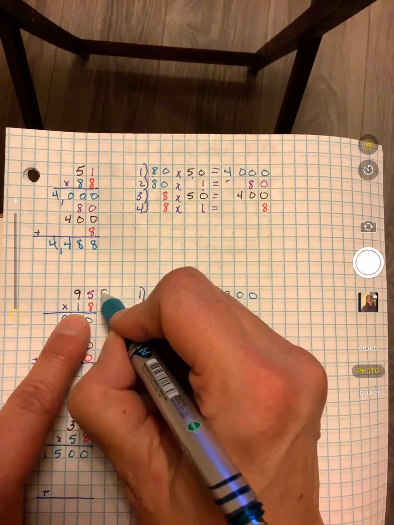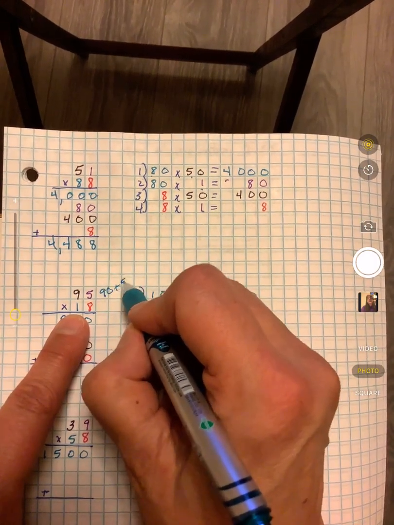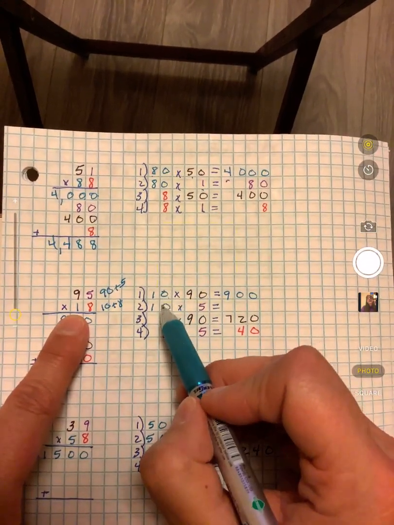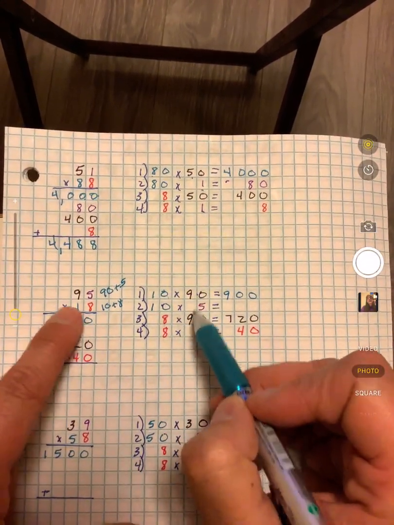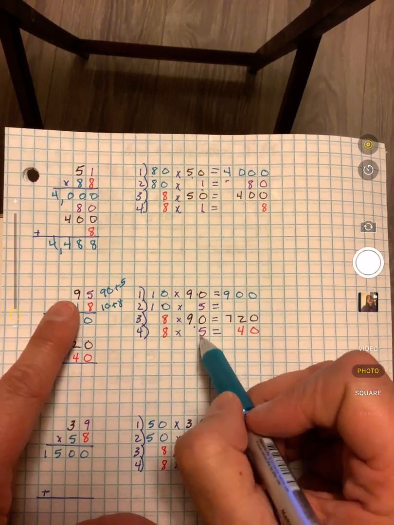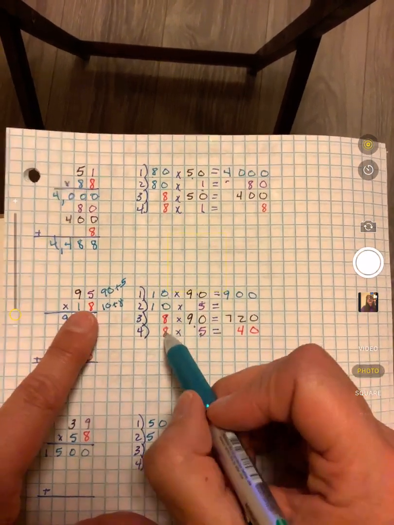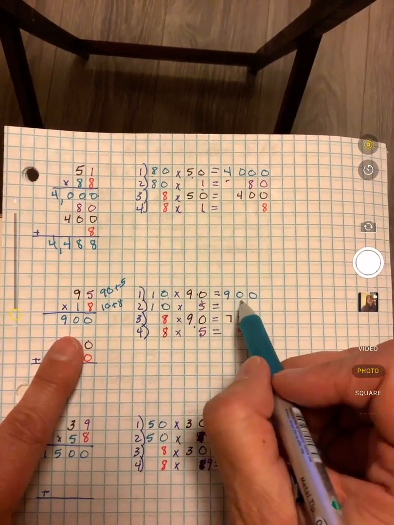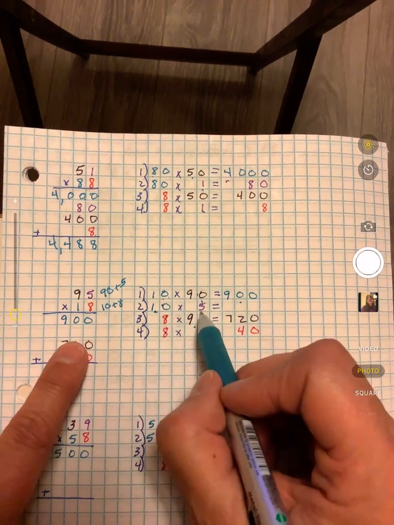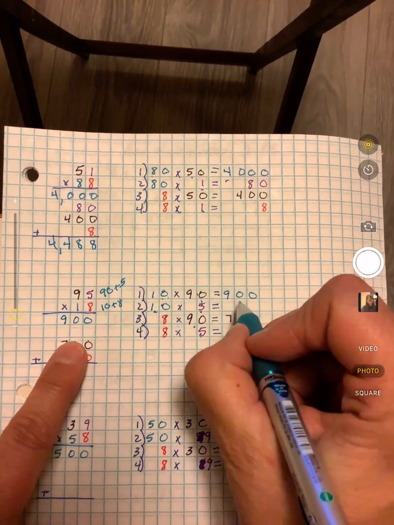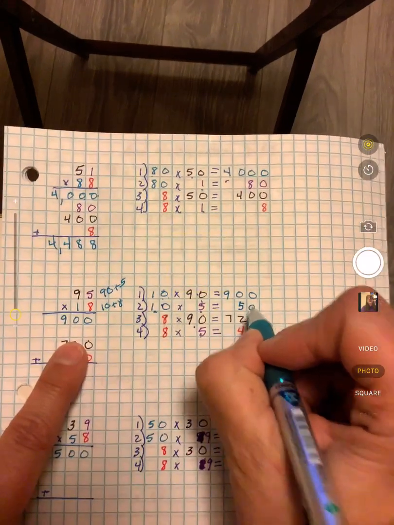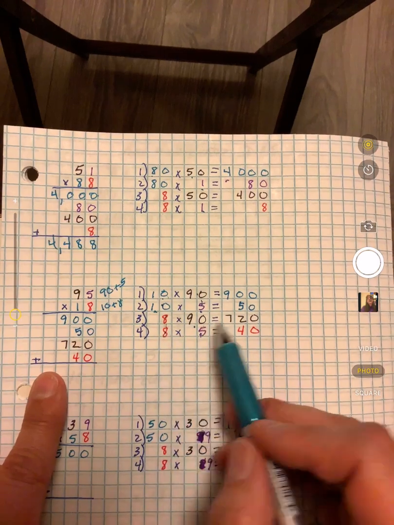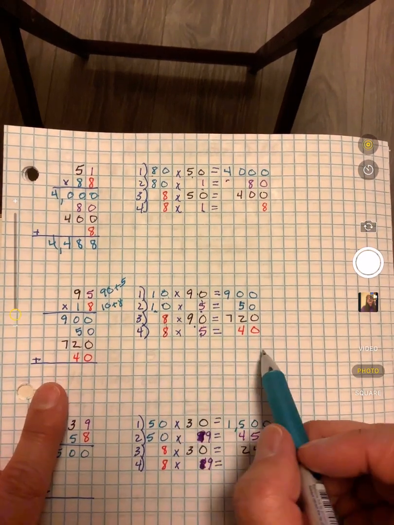Okay? All right, we break this up. This is 90 plus 5, 10 plus 8. So here's my 10s in that color. Here's my 90s in the black, my 5s in the purple, and my 8s in the orange. So they did 10 times 90 is 900. 10 times 5. You know what 5 tens are. That's 50. So we'll put 50 in here. And they already have 8 times 90 is 720, and 8 times 5 is 40.